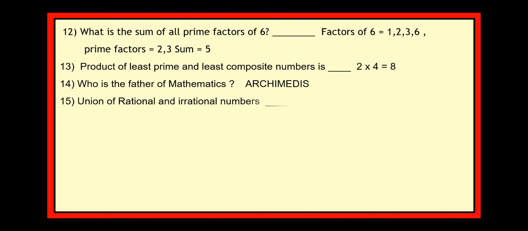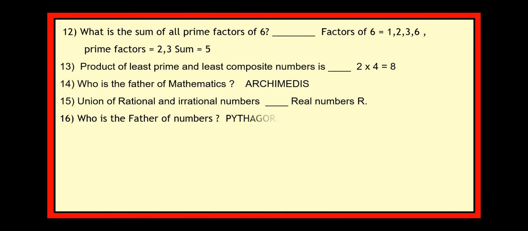Next, question number 15. The union of rational and irrational numbers. If we list out all rational numbers and all irrational numbers within a set bracket, then this is called the set of real numbers. And the real numbers is denoted by the letter R. Okay. So, the combination of both rational and irrational numbers is called set of real numbers. Now question number 16. Who is the father of numbers?